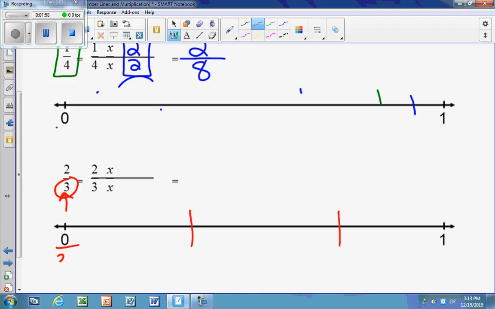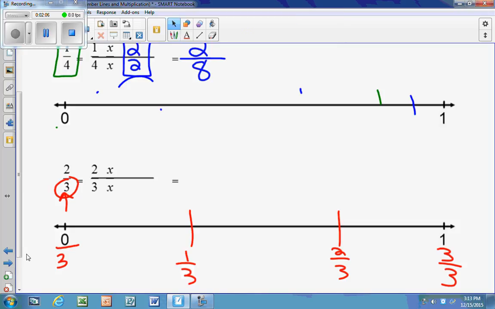So this is 0/3, 1/3, 2/3, 3/3. Once again, in order to make an equivalent fraction, we want to multiply by the same number in the numerator and the denominator. So 2 over 2, and that gives us 4/6.